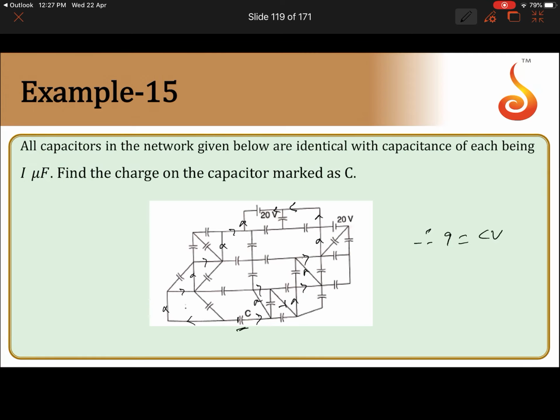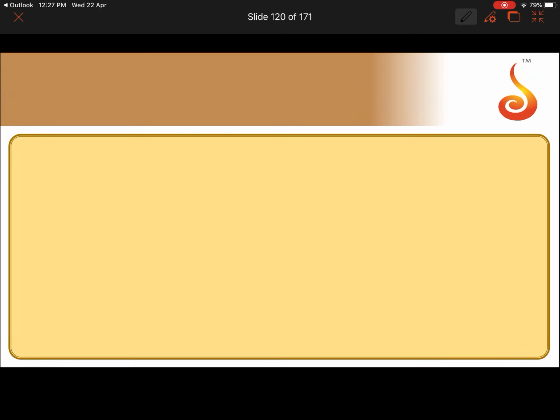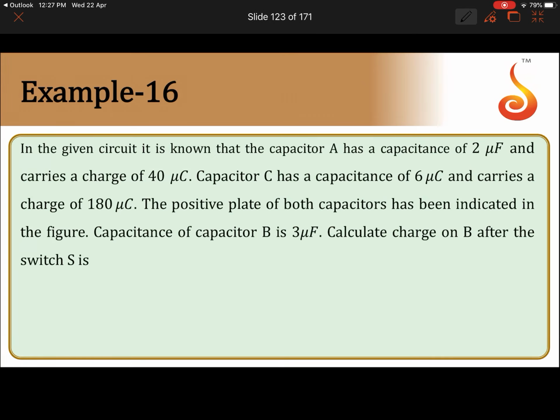So therefore Q is C into V, and this is the required answer. We only have to examine the circuit.